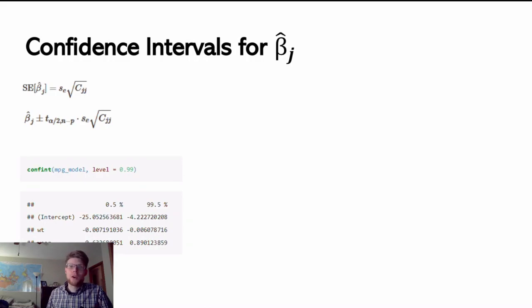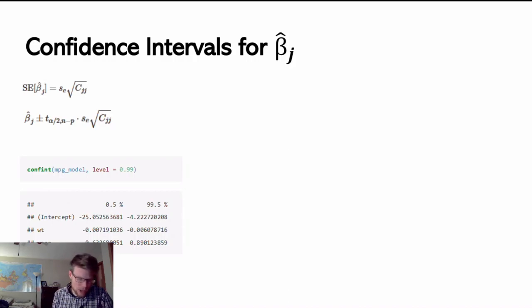Okay, so we can also do confidence intervals for beta hat J, and we can use our standard error. We can use our t-distribution again. As long as we have a t-critical value to plug in based on the degrees of freedom that we have and the confidence level we're interested in, we can calculate how many standard errors we want to extend out from our beta hat J estimate, or our estimate for beta J, which is beta hat J.